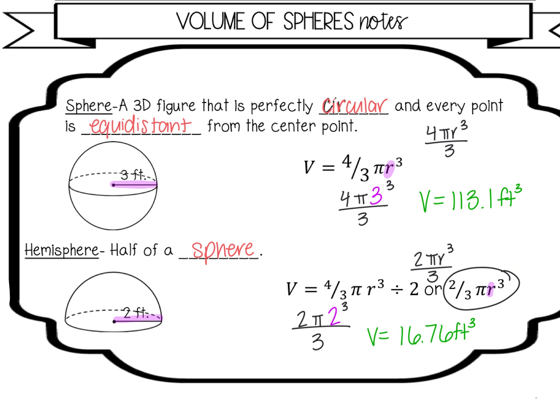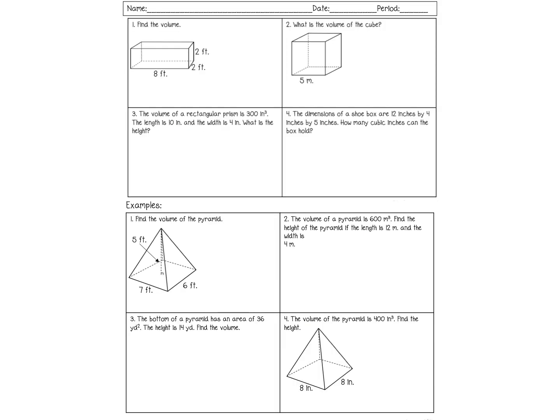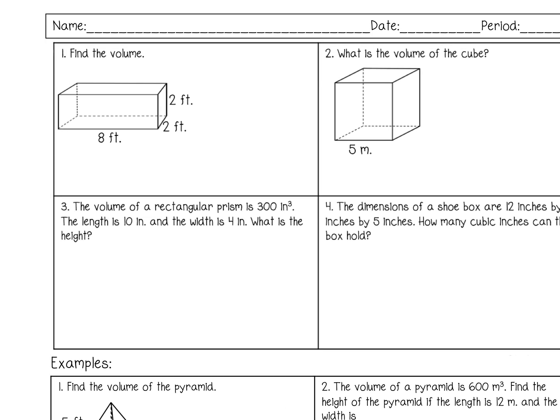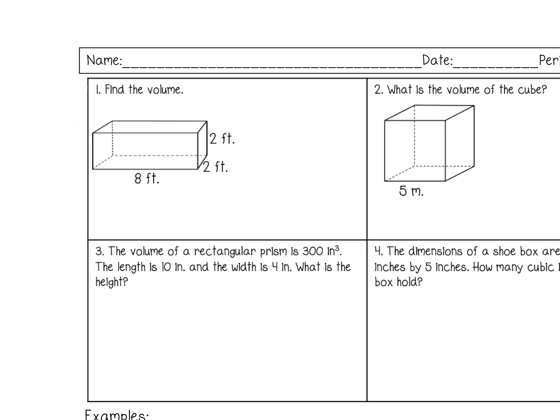I am going to do the odds. You guys are going to go ahead and do the evens. All right, so looking at number 1, it says find the volume. So I'm looking at it. This is a rectangular prism, not a pyramid. And knowing my formula, it's volume equals length times width times height. All I'm doing is plugging in what they're giving me. 8 times 2 times 2. On my calculator, plugging it in. Volume equals, good, 32 feet cubed.